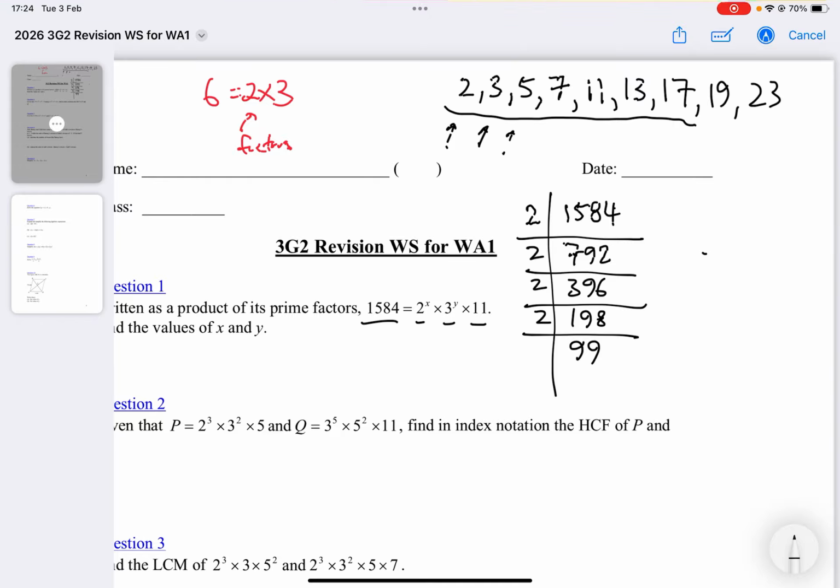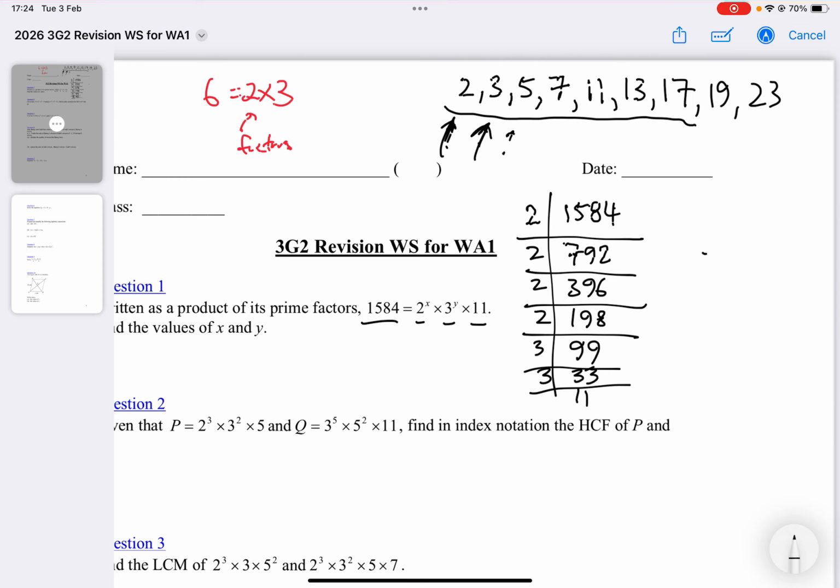If I don't know, then I continue to press divide by 2. Then I get a fraction or a decimal, then I know cannot. Okay, then I go back to 99. Then after I finish with 2, I will try the next number, 3. So I press my calculator, divide by 3. Whole number, can. 3 can, then I still continue to try 3.